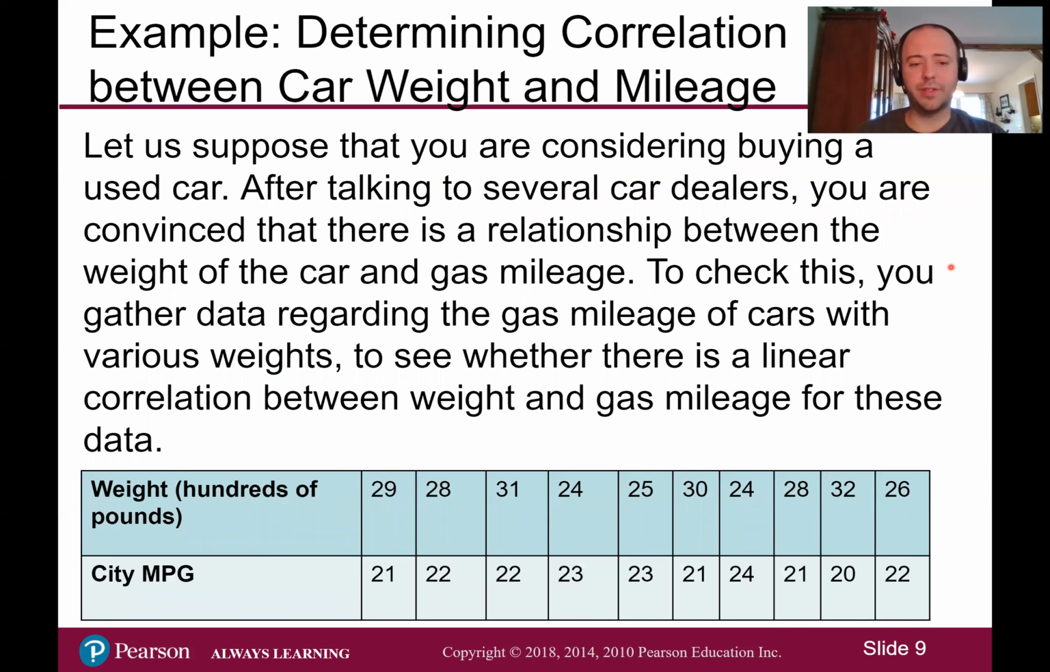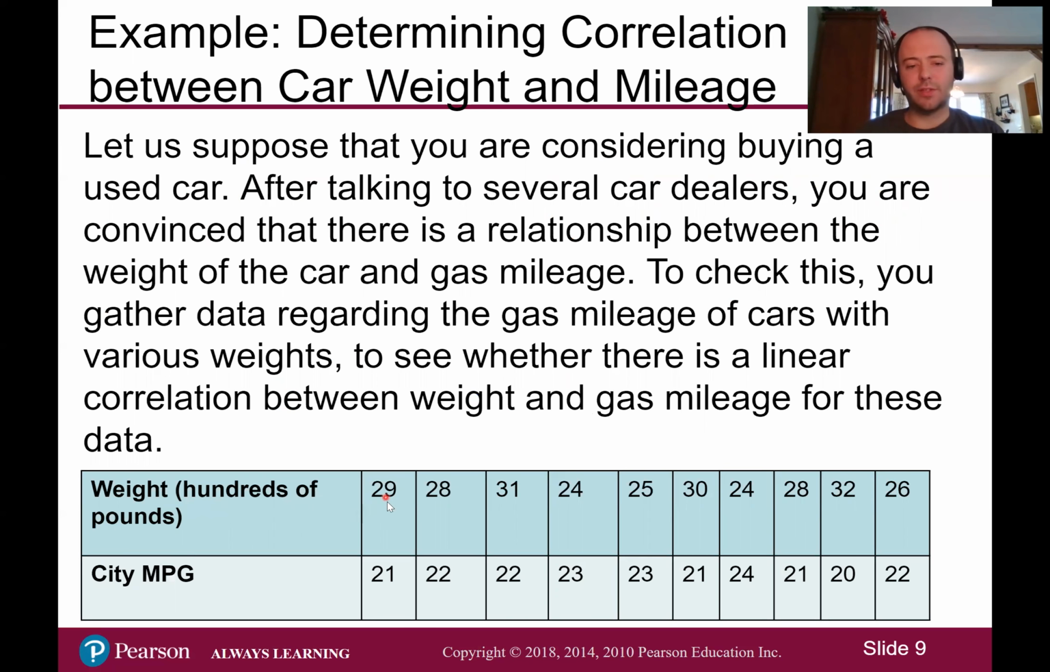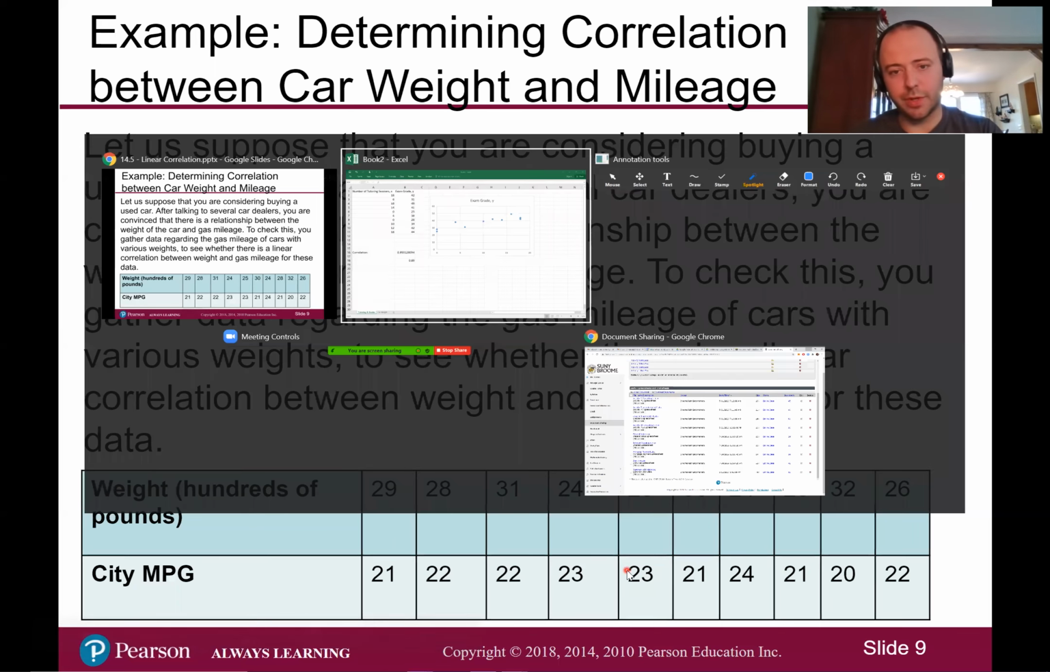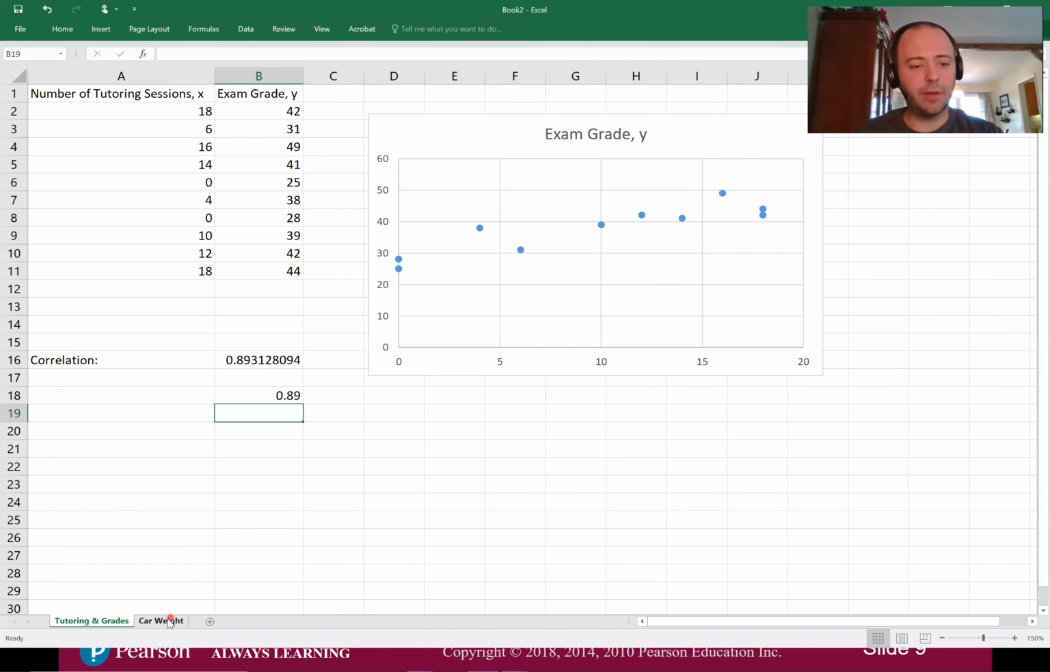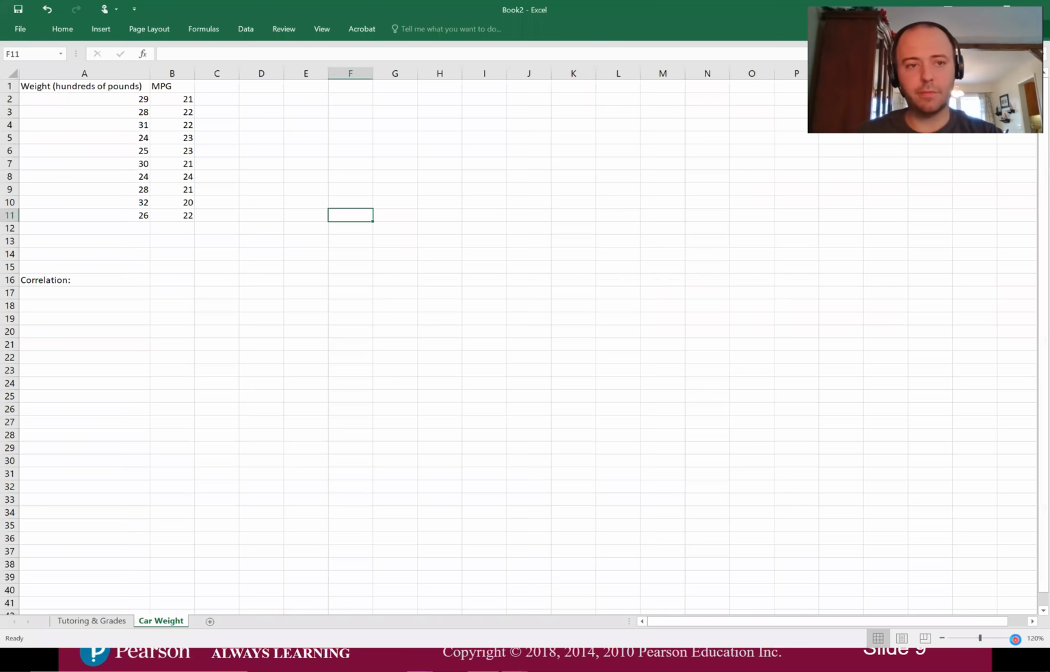All right, one more example. This one will compare the weights of different cars, and this is the weight in hundreds of pounds. So that weight of 29 means 2,900 pounds, and then what the mileage is on that vehicle, how many miles per gallon it gets. All right, so if I go over to Excel, I'm going to click on my other tab that I created, and let me zoom in on it so you can see a little bit better.